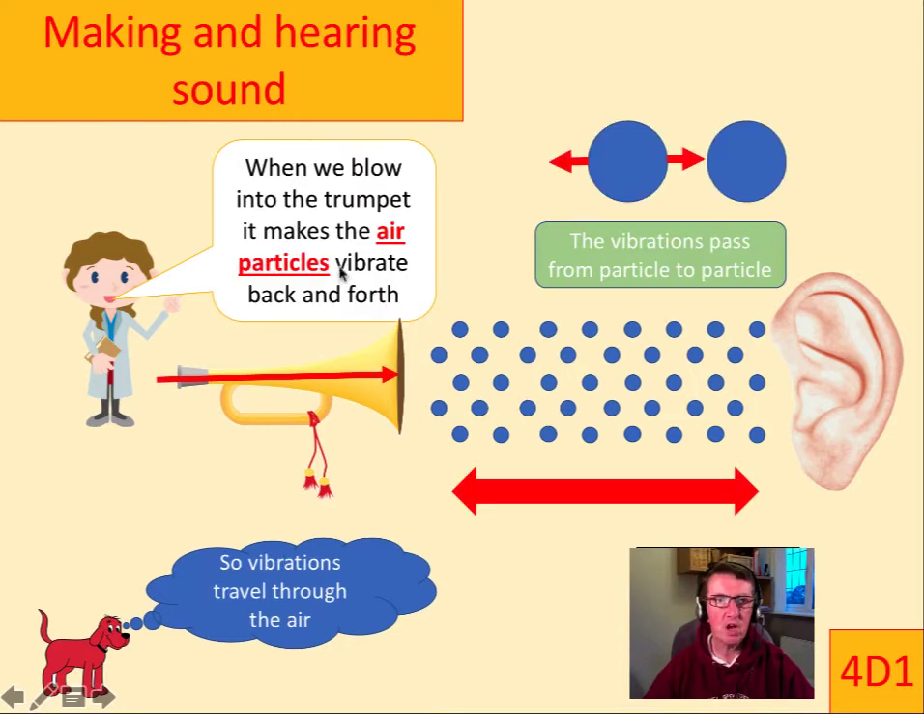Right, now then, when we blow into the trumpet, it makes the air particles vibrate back and forth. You can see here, the particles don't move along, but they vibrate back and forth. As they vibrate back and forth, they pass on the vibration to the next particle, and that vibrates back and forth. The next one vibrates back and forth. So vibrations are travelling through the air.